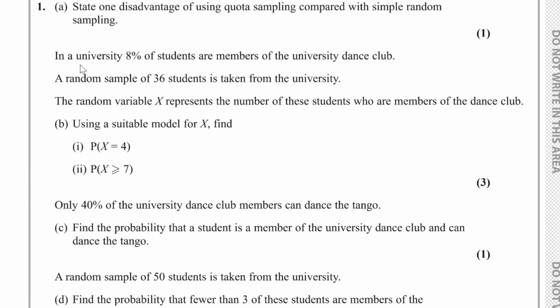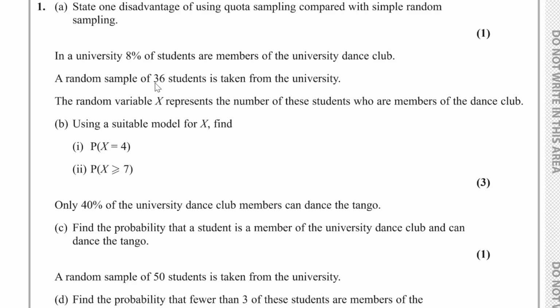For Part B, in a university, 8% of students are members of the University Dance Club. A random sample of 36 students is taken from the university. The random variable X represents the number of these students who are members of the dance club. Using a suitable model for X, we have to find, for the first part of Part B, the probability that X is equal to 4.